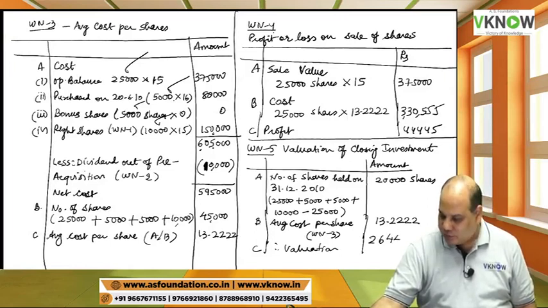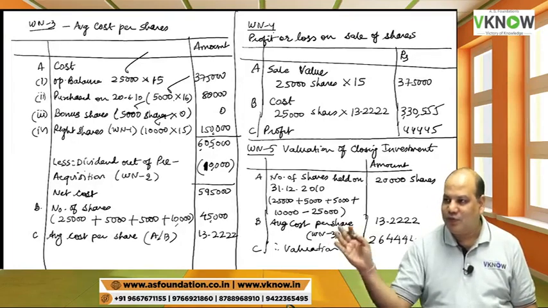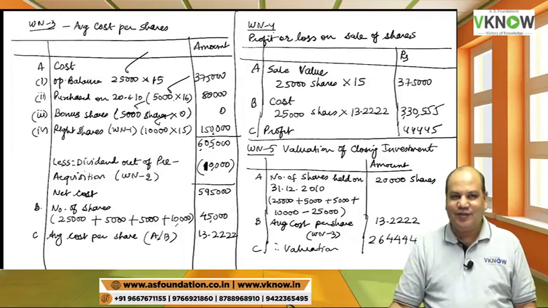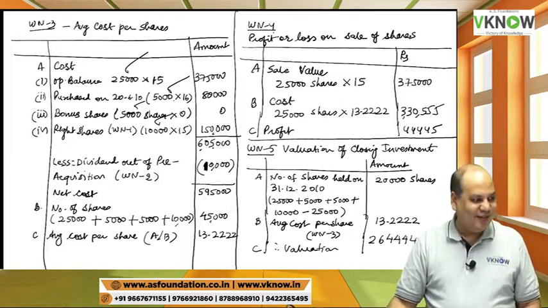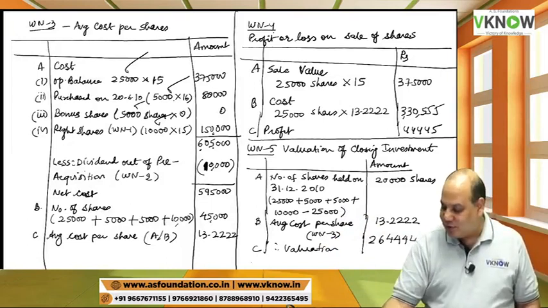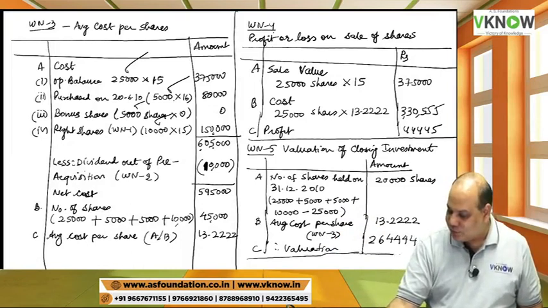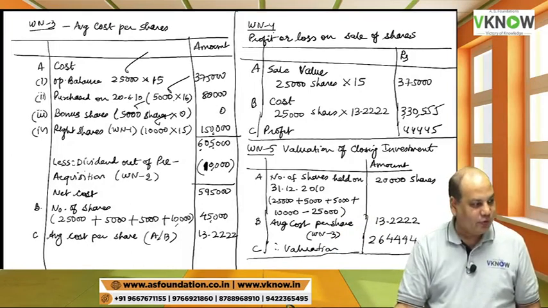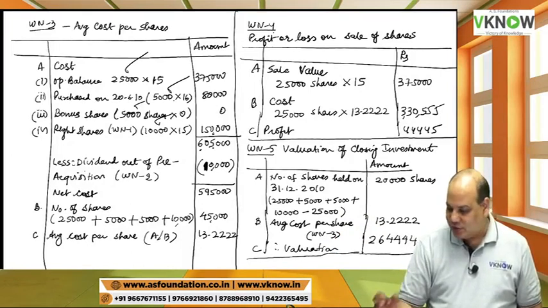As if Surya Kumar Yadav is batting, 6, 4, 4, 4, 4. Okay. Round off, you can write 264440 also. Surya is right.